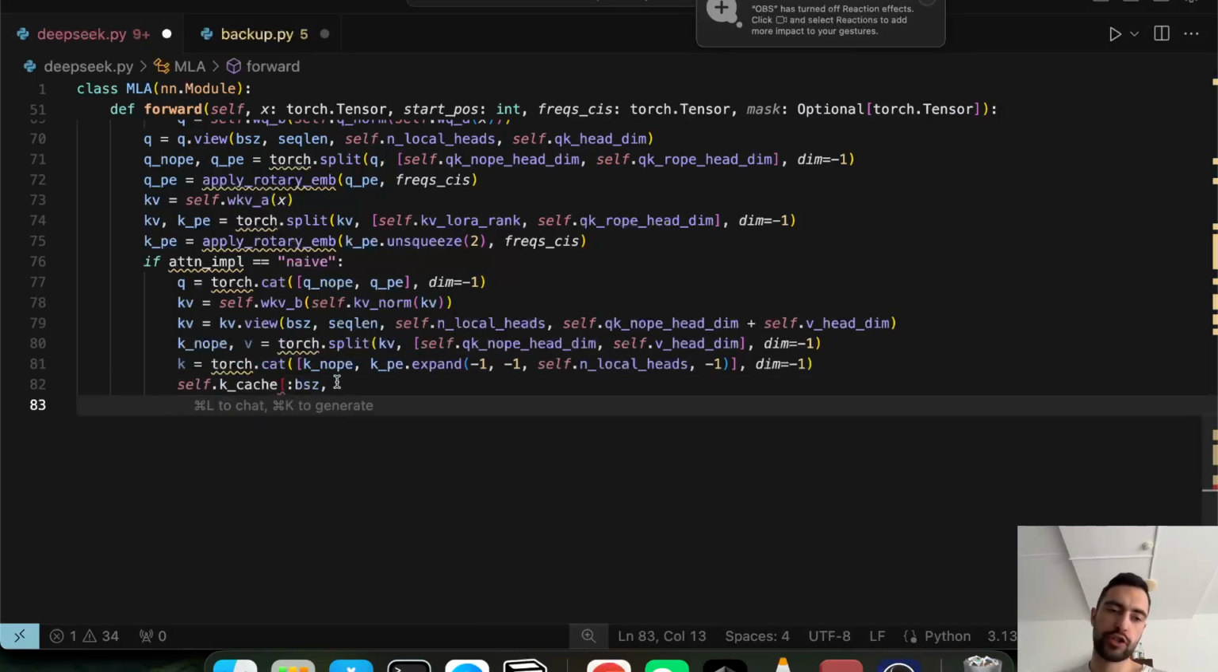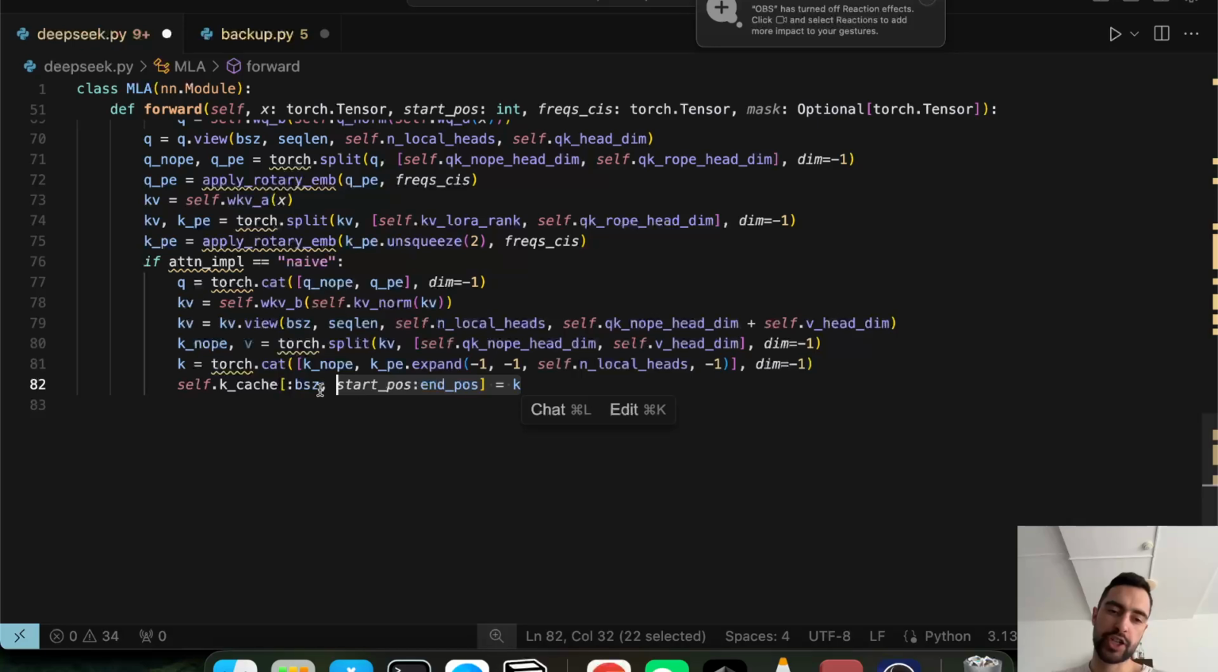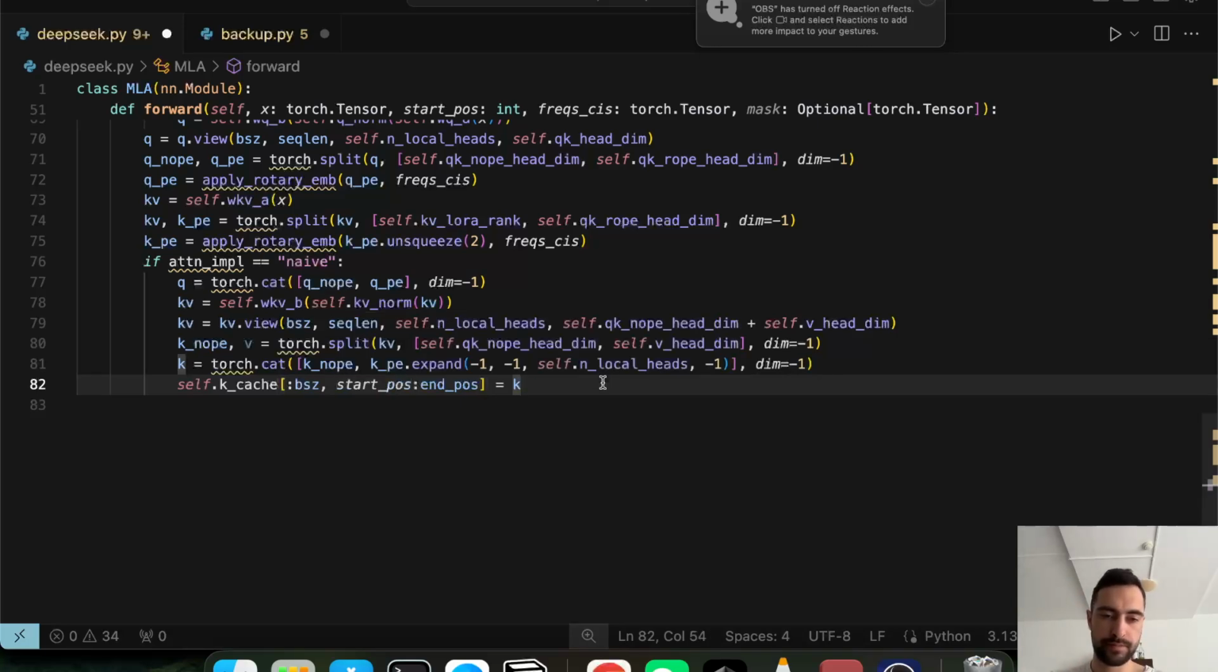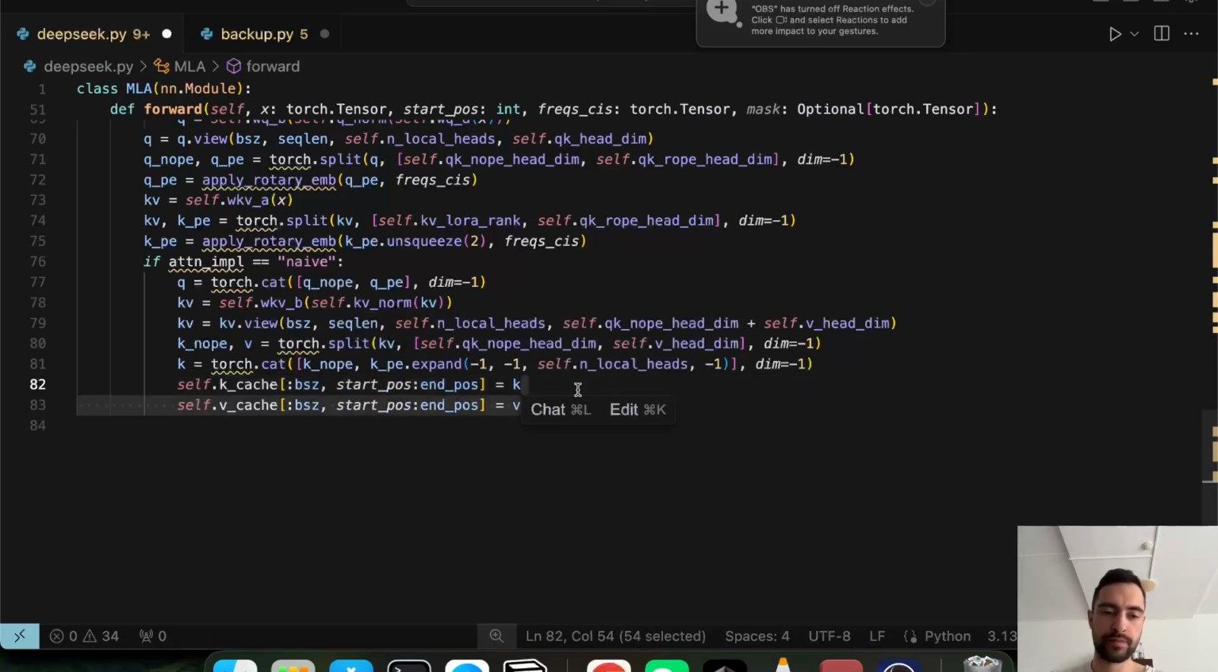Then we will store the key into the cache from the starting position to the end position. So we just continue wherever this sequence of tokens left off. We will generate new tokens and store the keys for each token. Same for value.